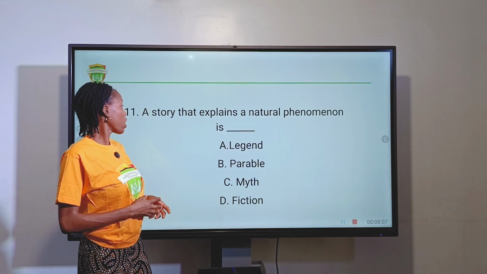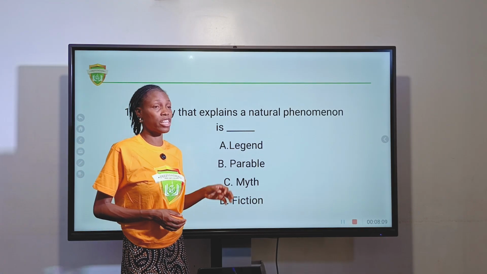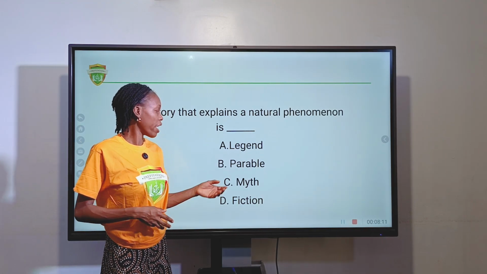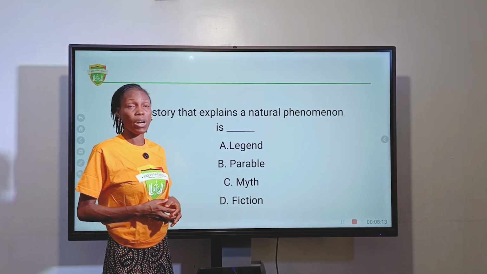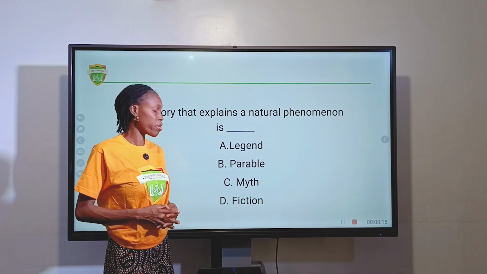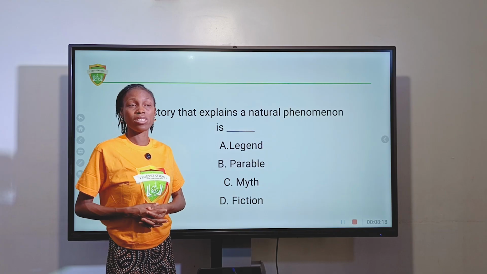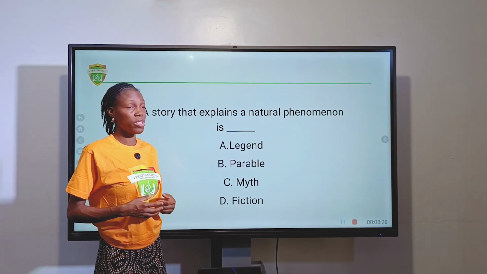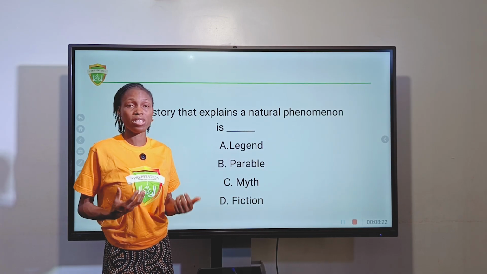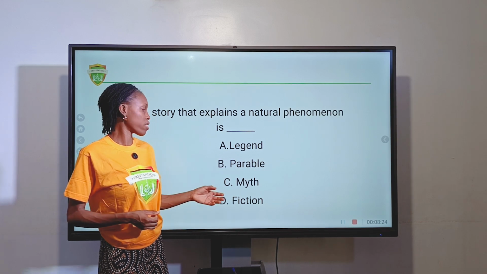Number 11, a story that explains a natural phenomenon is A, legend, B, parable, C, myth, D, fiction. The answer is myth. A myth tells why certain things happen. So it's the myth.